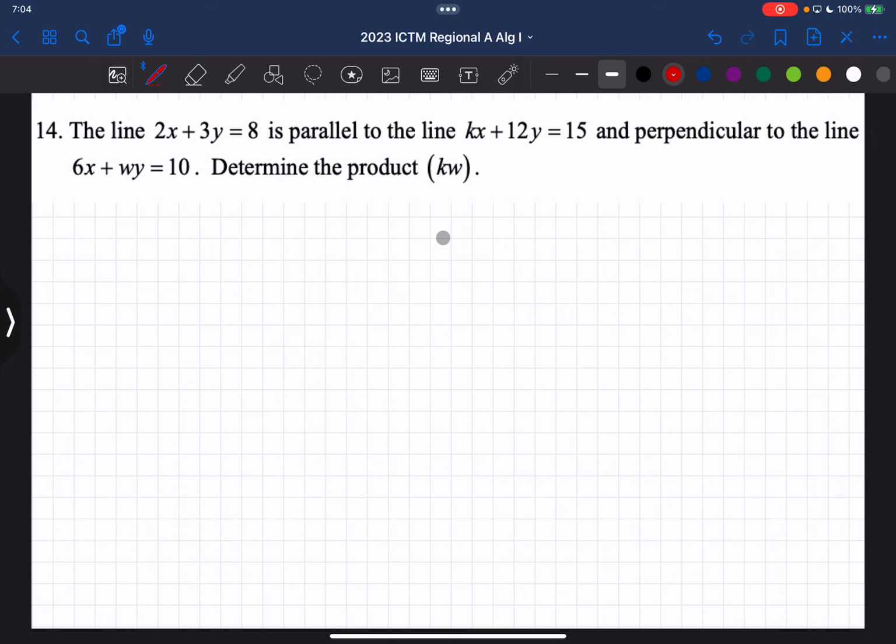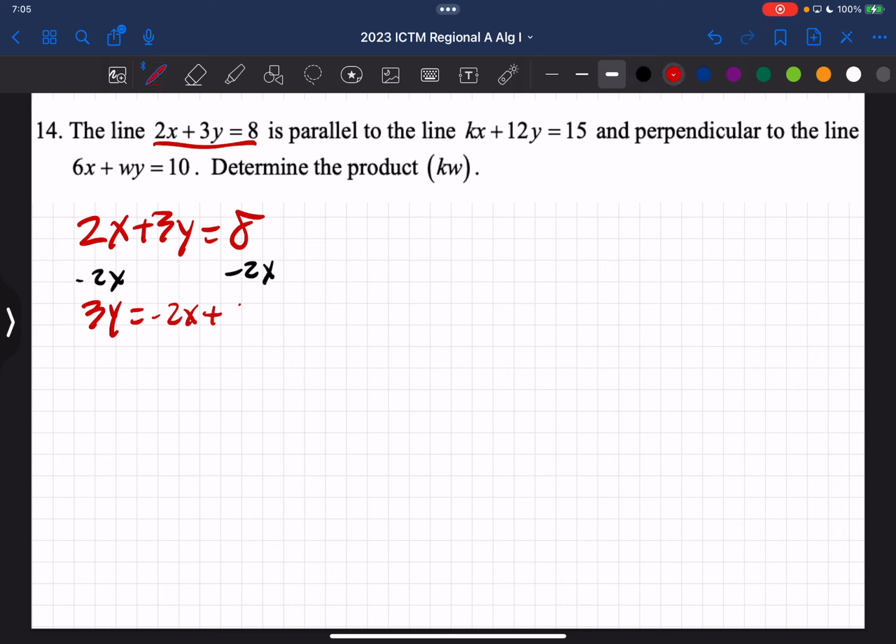Number 14. So this line is parallel to this line, and it's perpendicular to this line. So we want to determine the product of KW. So first we need to figure out what is the slope of this line. So 2x plus 3y equals 8. So if we subtract 2x, we get 3y equals negative 2x plus 8. And then we divide by 3. So y equals negative 2/3 x plus 8/3.